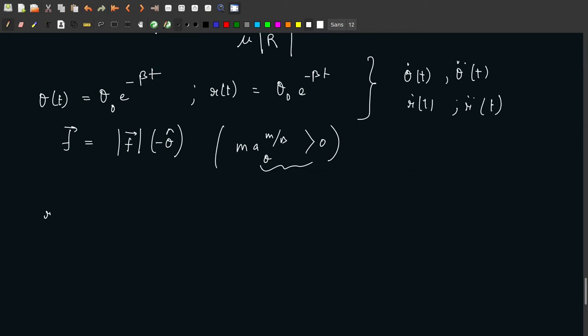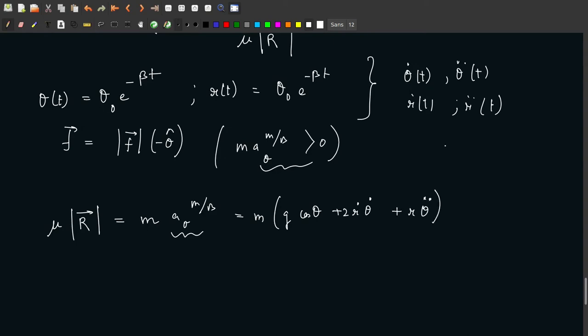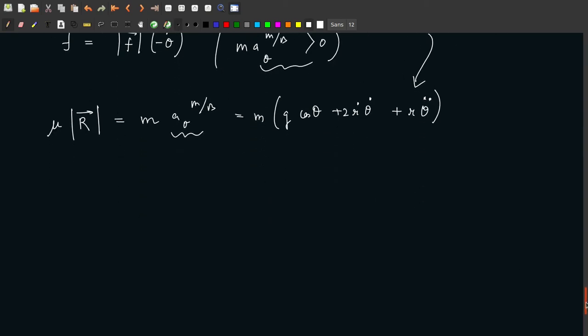So what is the condition of sliding? The condition of sliding, just about to slide, is that mu times the magnitude of r is equal to m times a theta of the mass with respect to the bucket, and we know this quantity. This is equal to m of g cos theta plus twice r dot theta dot plus r theta double dot. Now if you put in the values of r, theta, theta dot, r dot, theta double dot and r double dot, you can express these.